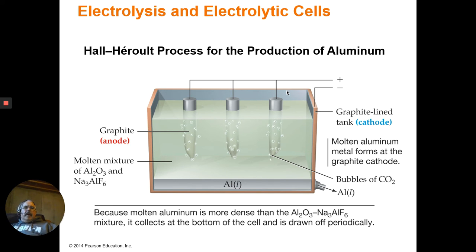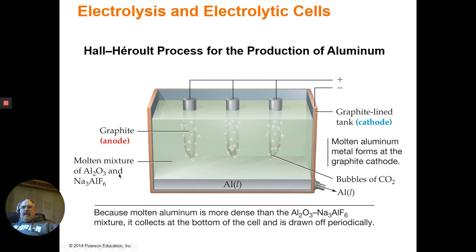Okay, another element that is produced by electrolysis is aluminum. Aluminum in the early 1800s was very difficult to isolate. What they did was they took molten aluminum oxide, which required a very, very high temperature to melt. And aluminum was so difficult to obtain that some of the royalty, such as Napoleon, actually had aluminum utensils.